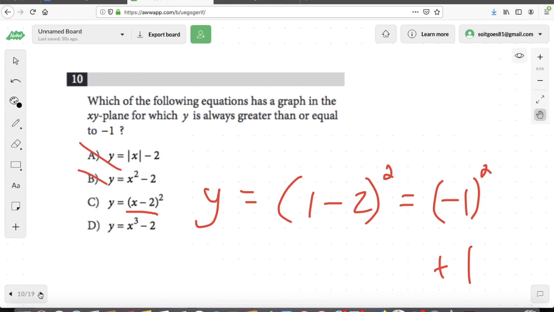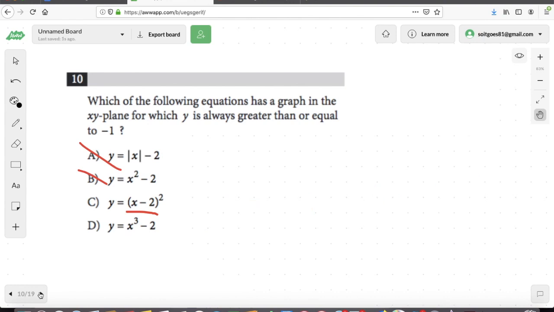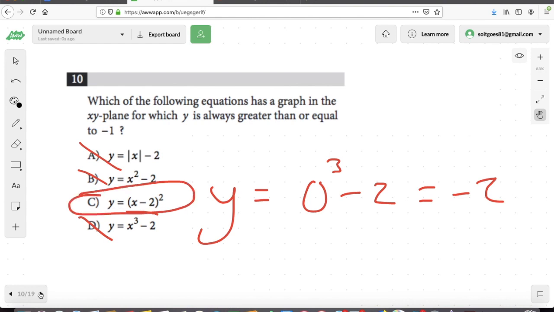Let's keep it. Let's take a look at answer choice D. Is there a value I can plug in for x that's going to give us a y value less than -1? Yes, 0. 0 again, right? Which is what? -2. We can eliminate answer choice D and confirm it as C. Any questions about that? No.